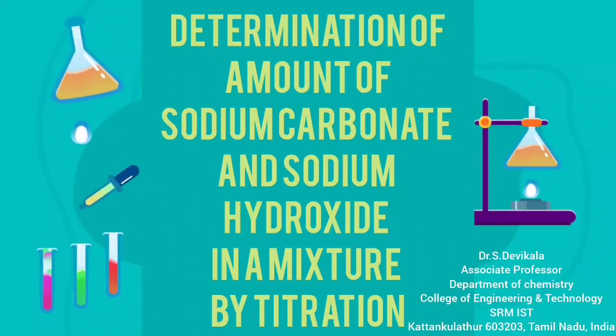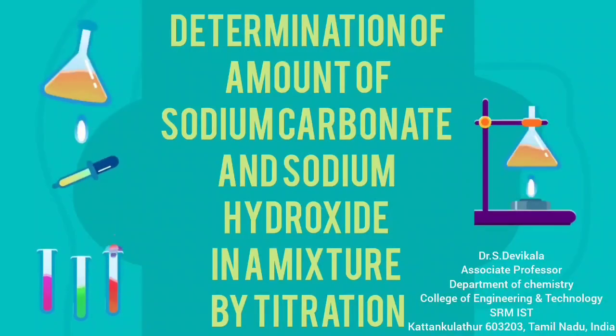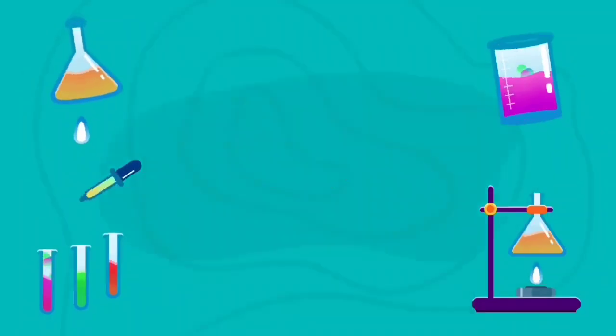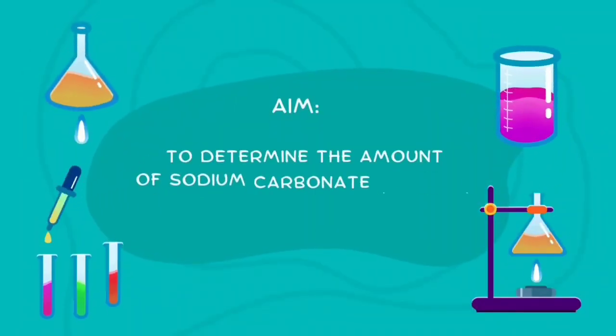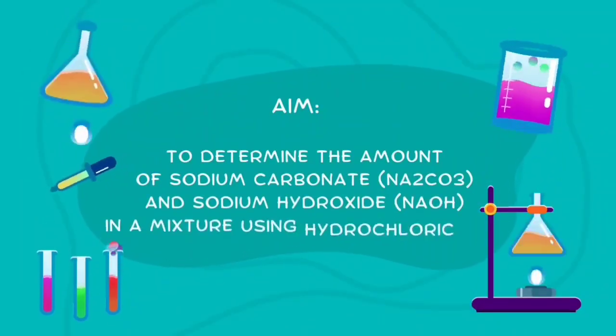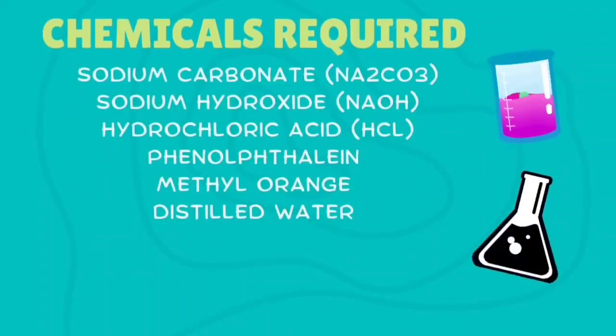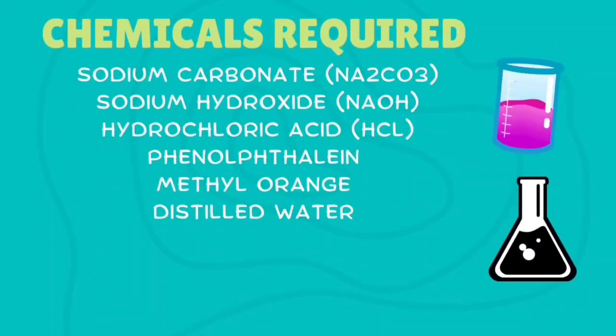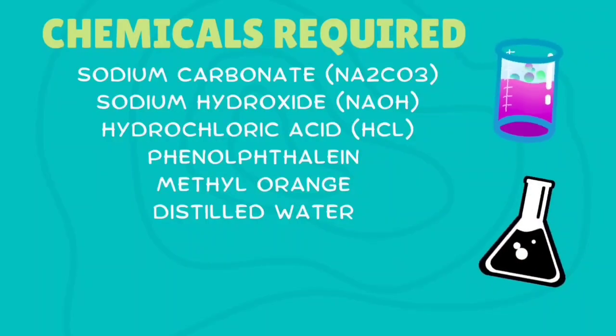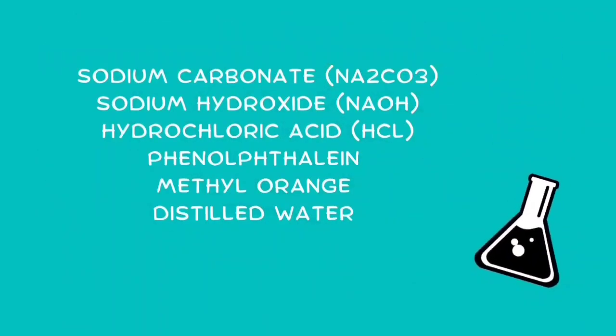Determination of the amount of sodium carbonate and sodium hydroxide in a mixture by titration. The aim of the experiment is to determine the amount of sodium carbonate and sodium hydroxide in a mixture using hydrochloric acid. The chemicals required are sodium carbonate, sodium hydroxide, hydrochloric acid, phenolphthalein, methyl orange, and distilled water.